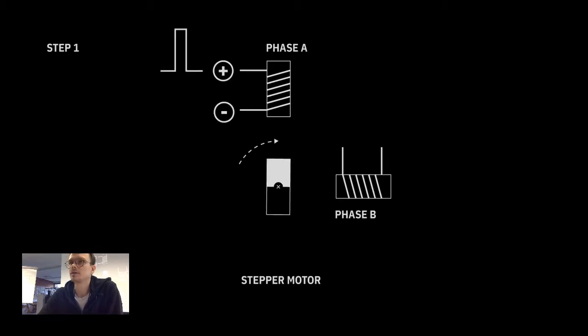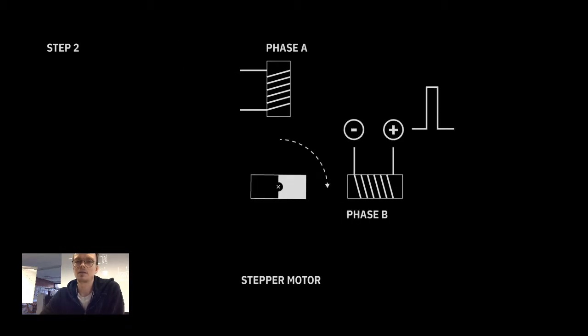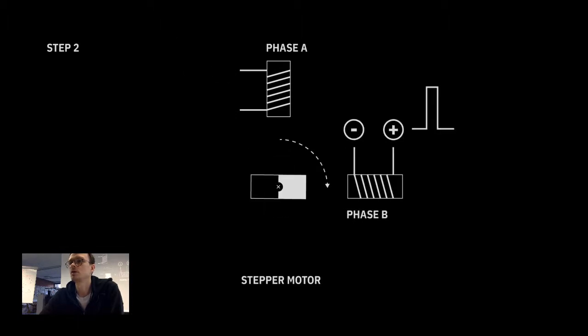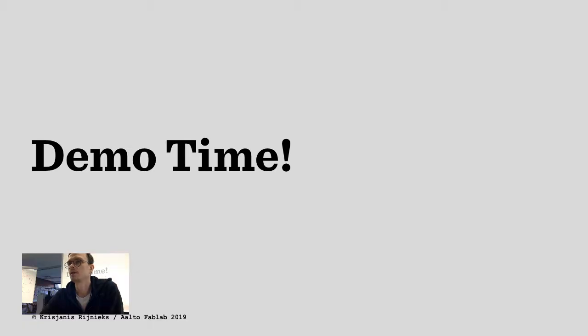And this goes like this. If we apply a pulse to phase A, then the rotor aligns with phase A, with the electromagnet that is within phase A. And then step 2, pulse phase B, and the rotor aligns with phase B, like so. Then you continue this many times over and over, and then you get your motor to spin. Yeah, so that's the presentation.